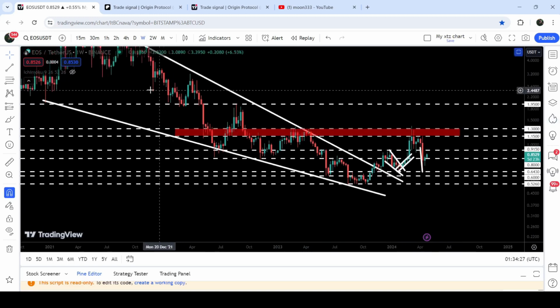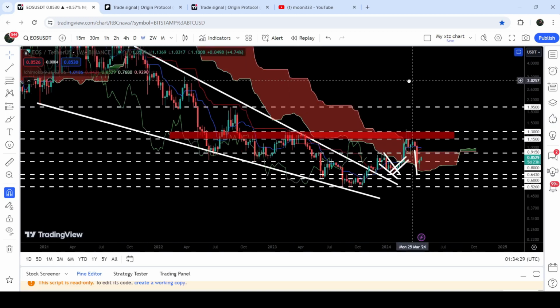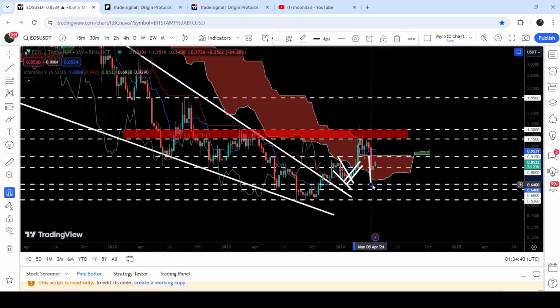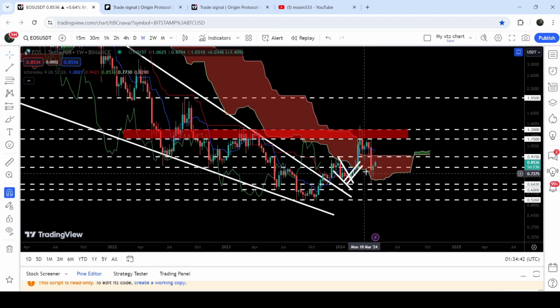Now, if we take a look at this very huge resistance of the Ichimoku bearish cloud, then you can see that we broke out of this cloud here in the month of March 2022, and now the price has re-entered the cloud, but still did not break it down. In fact, we have tested the lower band of this Ichimoku bearish cloud, and now this upper band is almost at the same level where we have this long-term resistance of 91.5 cents.